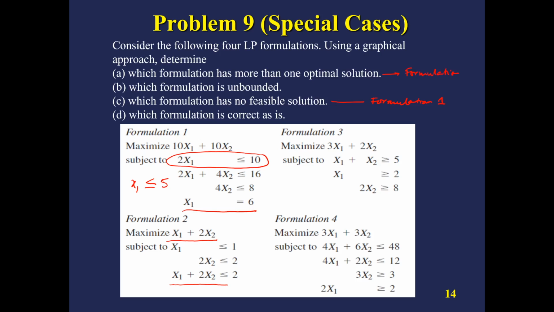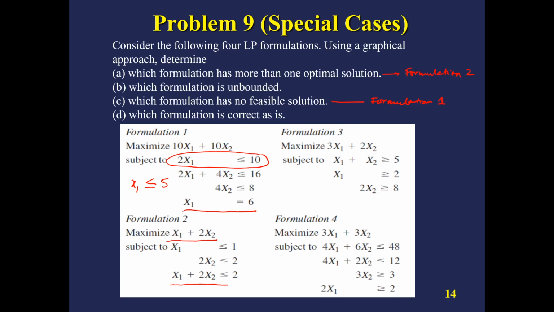Formulation 2. Let's look at formulation 3. It says maximize 3x1 plus 2x2 subject to x1 plus x2 greater or equal to 5, x1 greater or equal to 2, and 2x2 greater or equal to 8.